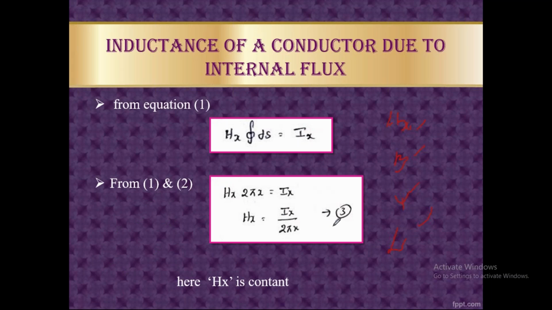Let us consider it as equation 3. Now the first one is over. Now we have to find the Bx, that is the magnetic field density. Let me see how we can calculate that.